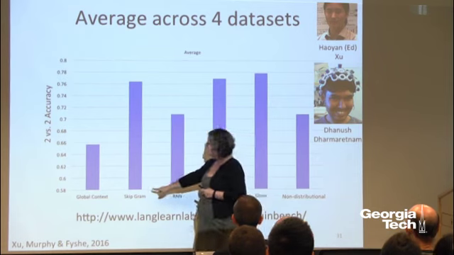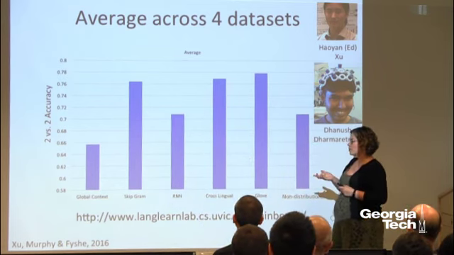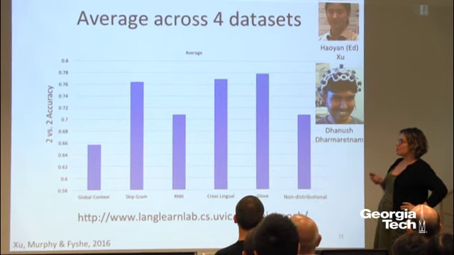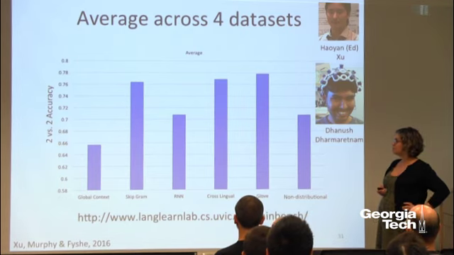Here's skipgram. Skipgram performs quite well in this case, about as well as these other 2 models. And because it's quite popular in computational linguistics, that's what we'll use today. So it gets on the order of 77% 2 versus 2 accuracy, and this is across all of those data sets.